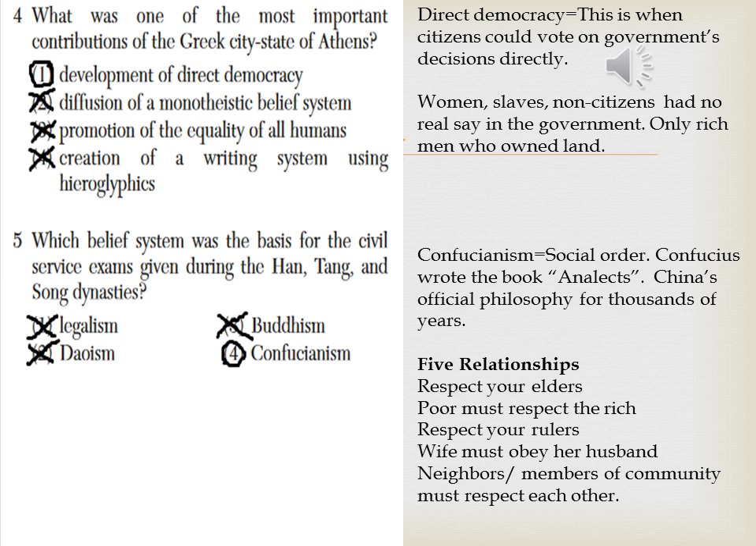What Confucius did was that he opposed Legalism and any other harsh philosophies. He believed that there must be a philosophy of mutual respect. So, respect your elders, absolutely. Poor must respect the rich. That was the second relationship. Respect your rulers. And wife must obey her husband. And neighbors, members of the community, must respect each other. So it was based on mutual respect.